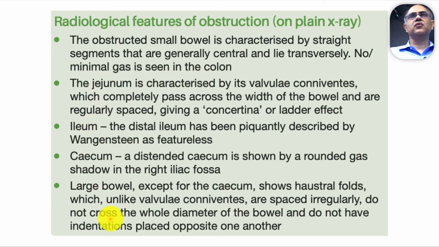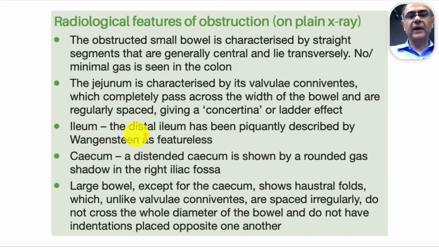Jejunum, ileum and large bowel. These three structures we have to identify when we see an X-ray. Jejunum and the large gut have mucosal folds, and these folds are different from each other. If you see the jejunum, I'm sure you have heard of the valvulae conniventes. I'll show you these in the X-ray also. These are mucosal folds which are very clearly visible in a normal X-ray. In the large bowel, these are the haustrations, the haustral folds.